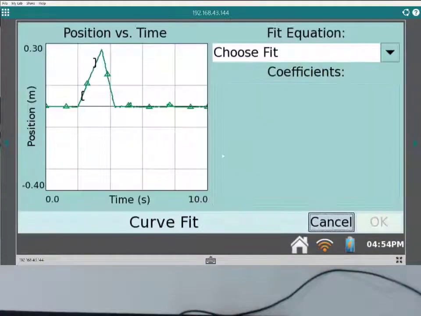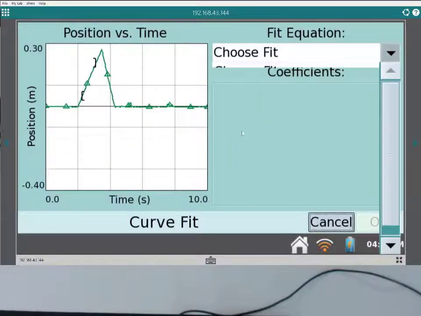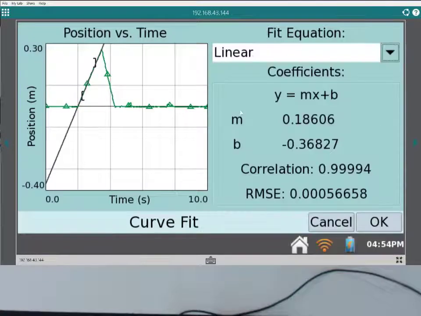Curve green position. We've got linear, here we go. And there's our slope value indicating the initial velocity of the green cart number 1 in meters per second moving to the right.